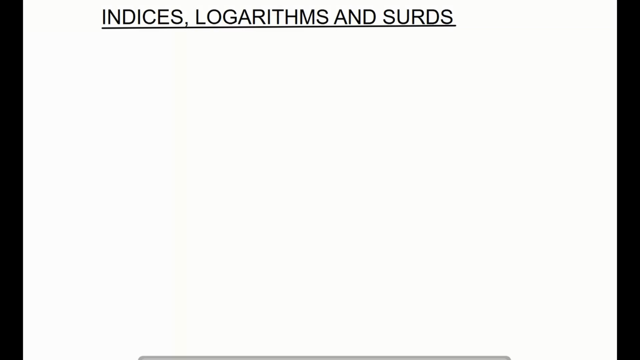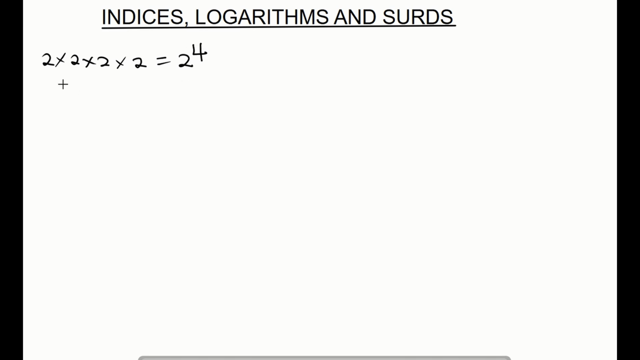Welcome to this lesson. Today we are going to take indices, logarithms, and sets. To begin with, let's consider this. Let's say we have 2 times 2 times 2 times 2. This is the same as 2 to the power 1, 2, 3, 4. So this is the same as 2 to the power 4.